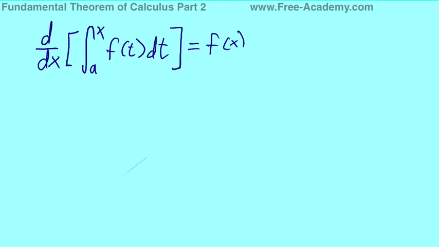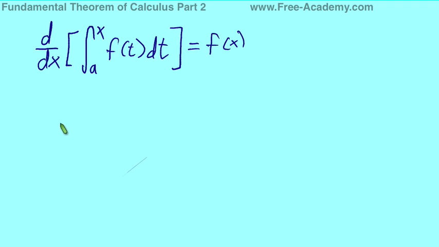Part 2 of the fundamental theorem of calculus states that if you take the derivative of the definite integral from a to x of f of t dt, that will equal f of x. Basically, if you take the derivative of the integral, you get the original equation back. The difference between that and the first theorem is that you can take it from any point, from a to x, and it'll still equal the same.